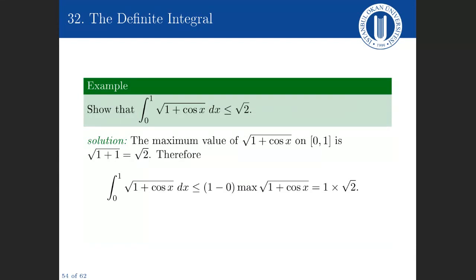Next example. Show that the integral from 0 to 1 of the square root of 1 plus cos x is less than or equal to the square root of 2. Again, we can use the previous theorem because we know the maximum value of the square root of 1 plus cos x. Cos goes between minus 1 and 1. So what is the biggest possible value of this? The biggest possible value is the square root of 1 plus 1, or square root of 2. So this integral must be less than or equal to the width of the interval, that's 1 minus 0, multiplied by the maximum possible value of this function, or 1 multiplied by root 2.